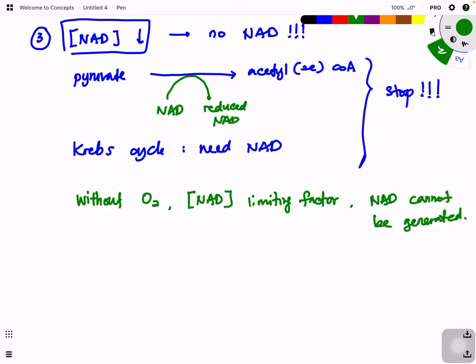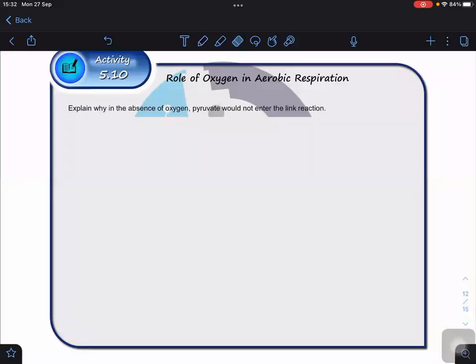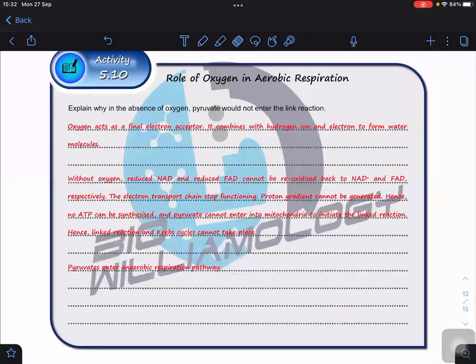So this is how oxygen is actually involved. Even though oxygen is not involved directly, you can see the need for oxygen in the link reaction and in the Krebs cycle. We say that without oxygen, pyruvates cannot enter into the mitochondria. Can you see why the Krebs cycle and link reaction actually stop? These are the explanations. So explain why, in the absence of O2, pyruvate would not enter the link reactions and why the Krebs cycle stopped. This is how we write.